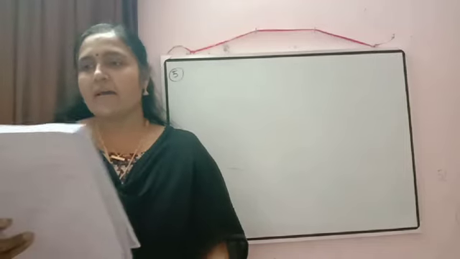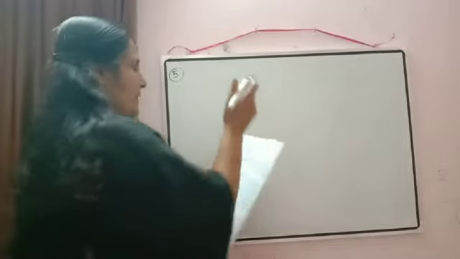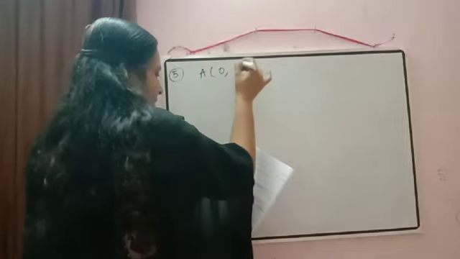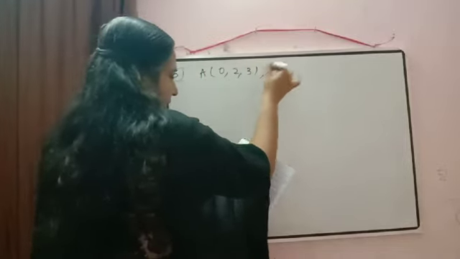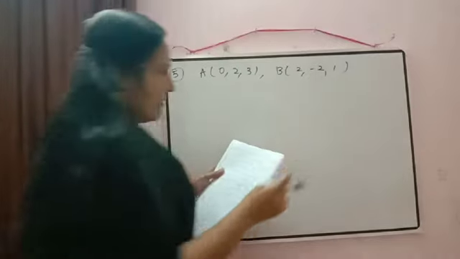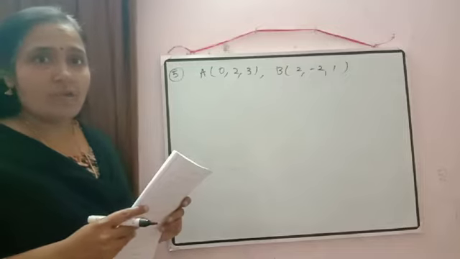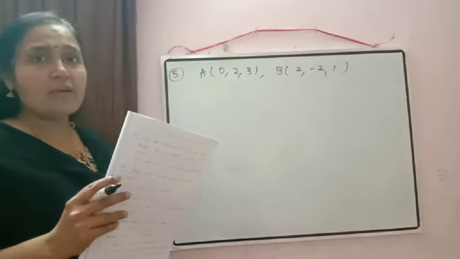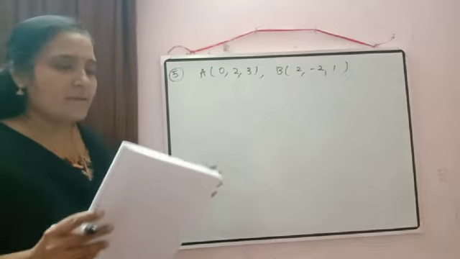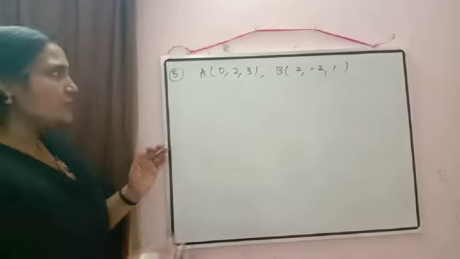Next question is, find the equation of the set of points which are equidistant from the points A (0, 2, 3) and B (2, -2, 1). Equation only we want. Here we don't have to find the value of x, y, z. So find the equation of the set of points which are equidistant from these two points.